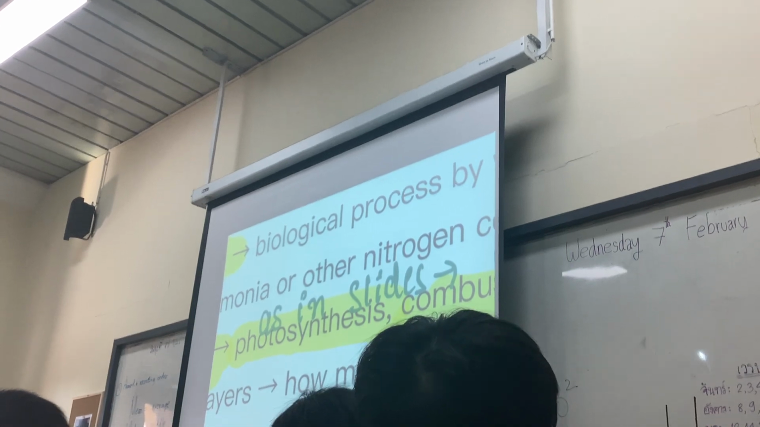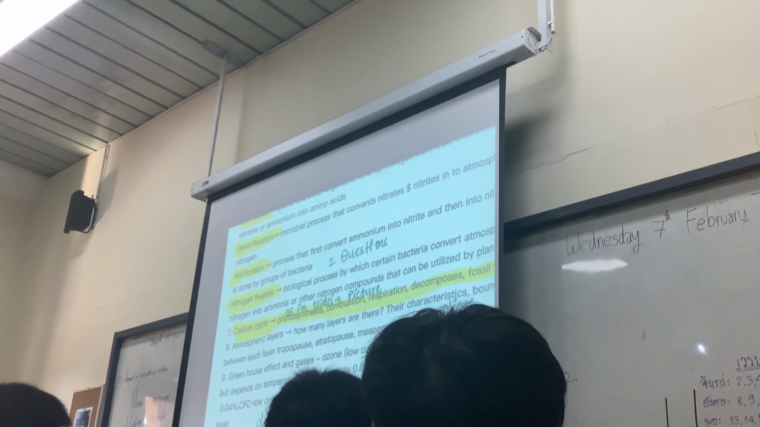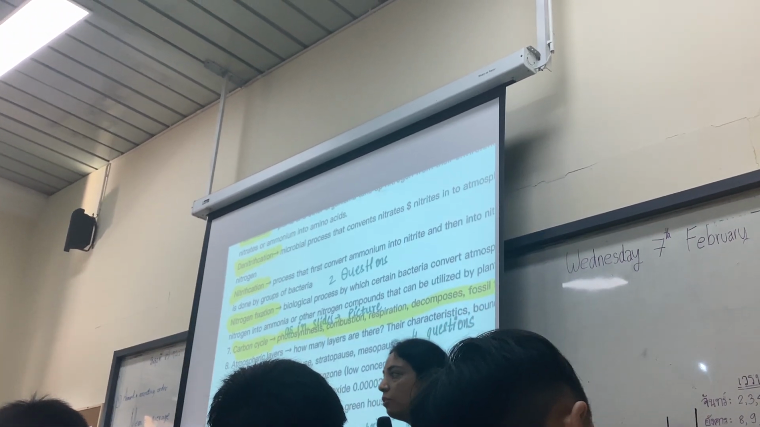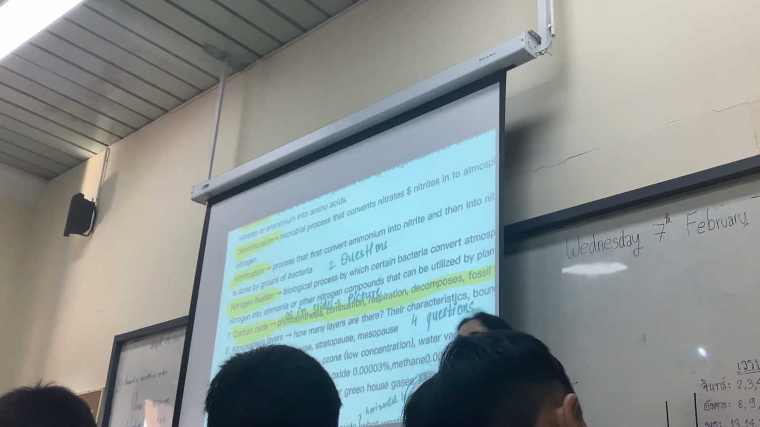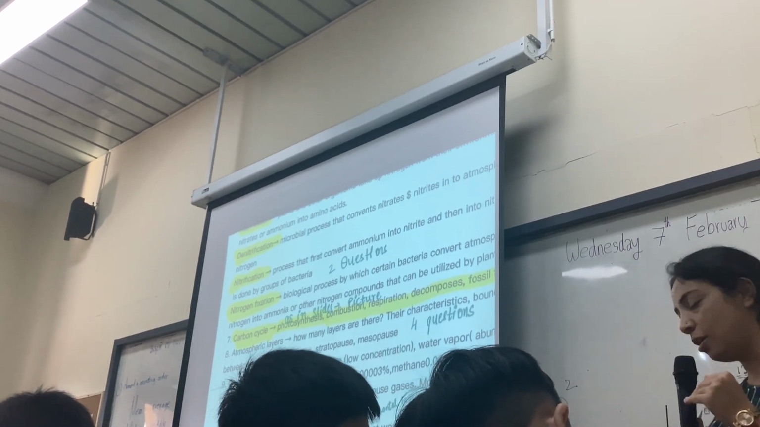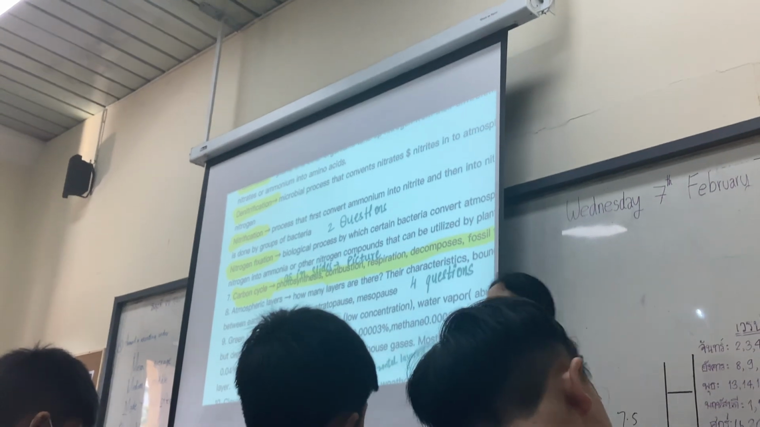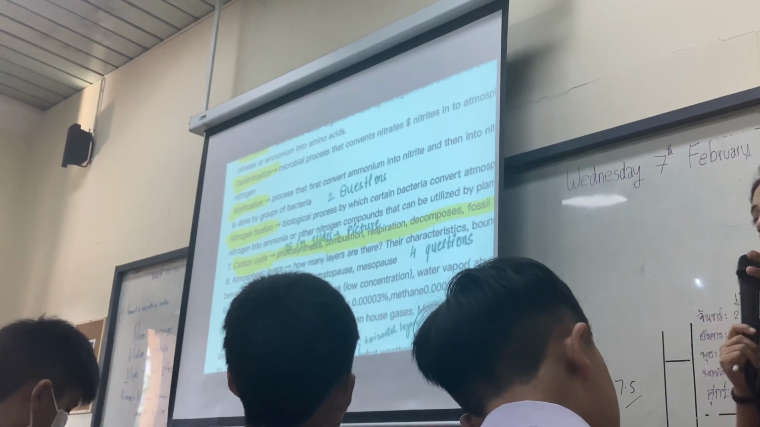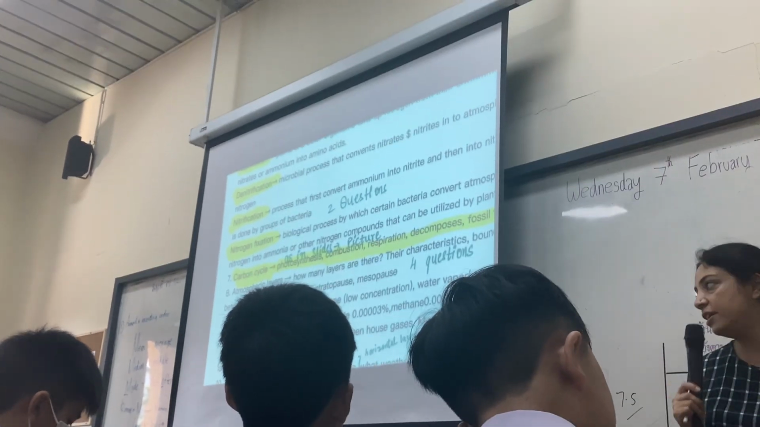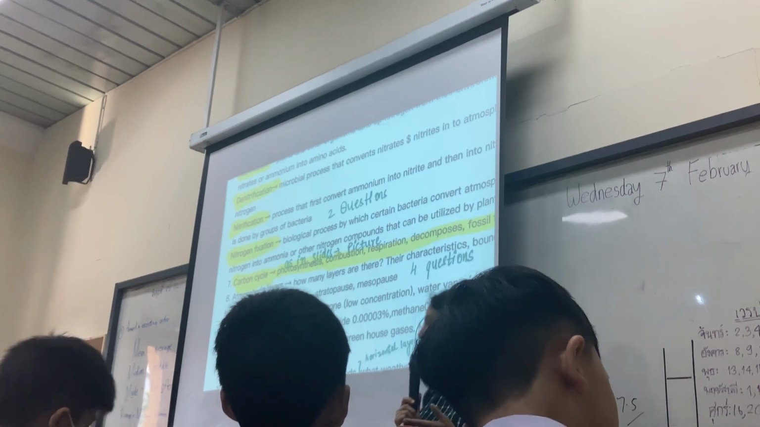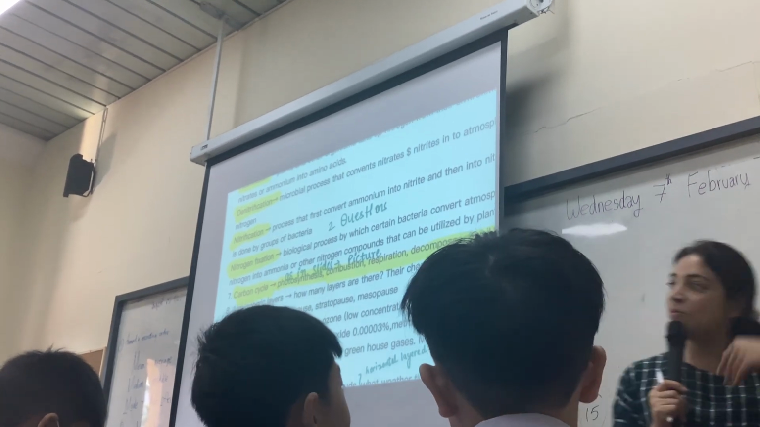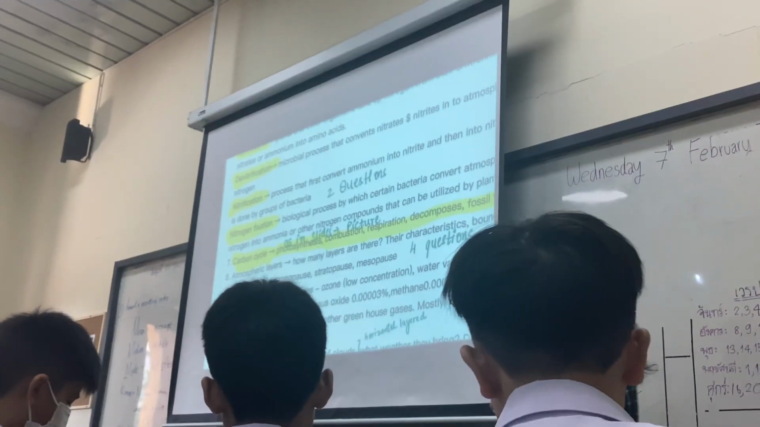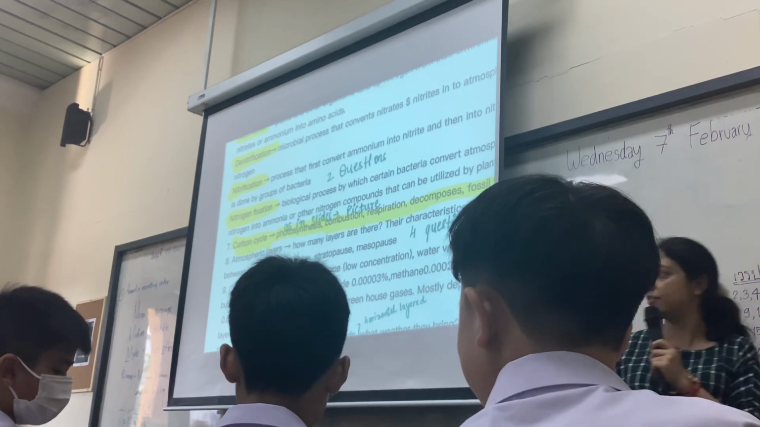Is that clear? Okay, next comes atmospheric layers. How many layers are there? 5. When we start from the bottom, which one is the bottom layer? Troposphere. After that? Stratosphere. After stratosphere? Mesosphere. After that, thermosphere. Exo means exit, so the last one is exosphere. And if you get that wrong, you will fail the test.